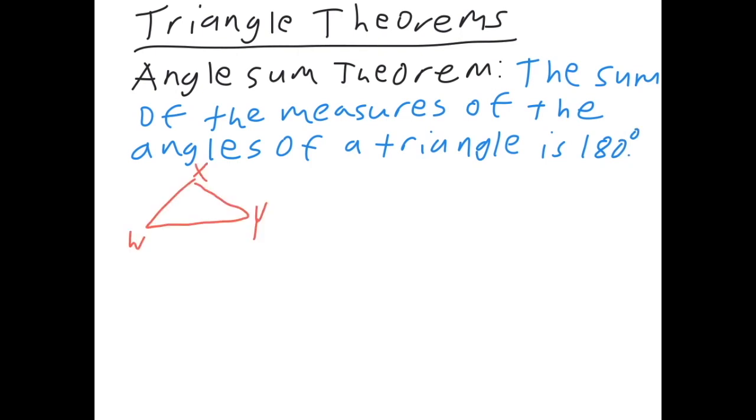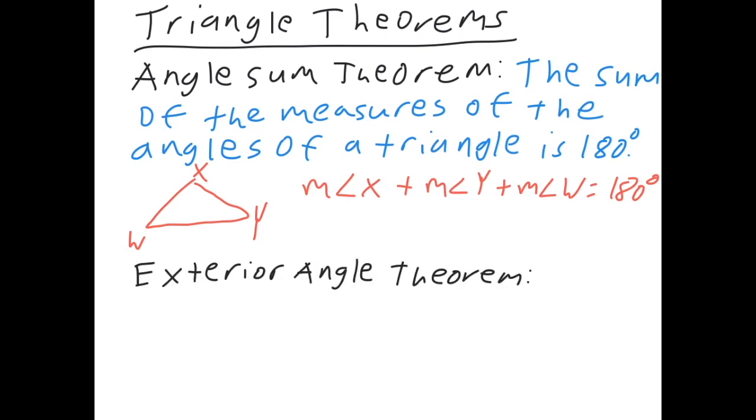So if you have a triangle WXY, then we can say the measure of angle X plus the measure of angle Y plus the measure of angle W is 180 degrees. And just for a quick notation, M means measure, so it's the measure of angle X, the measure of angle Y.